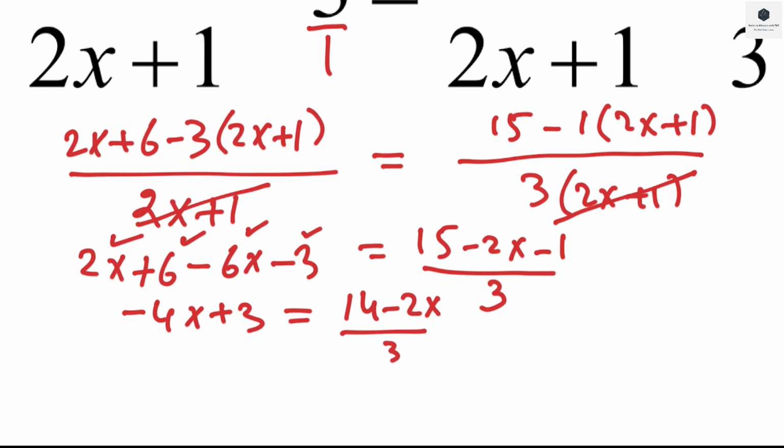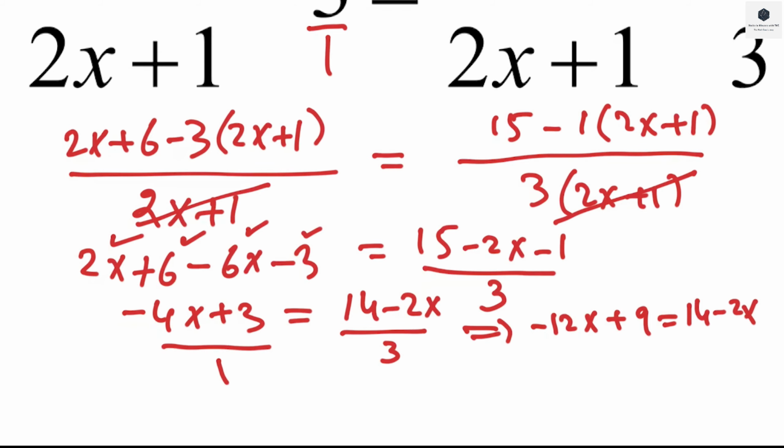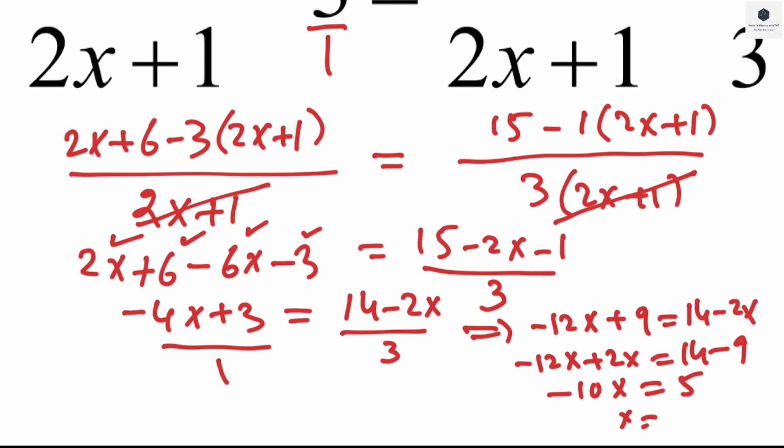Here I can do cross multiplication. I'll be getting 3 times minus 4x is minus 12x, 3 times 3 is 9, equals 1 times 14 minus 2x, which is the same thing. Move this minus 2x to this side, so minus 12x plus 2x, and 14 minus 9. This is minus 10x equals 5, and dividing both sides by minus 10, x equals minus 1 over 2. But this is not the right answer.